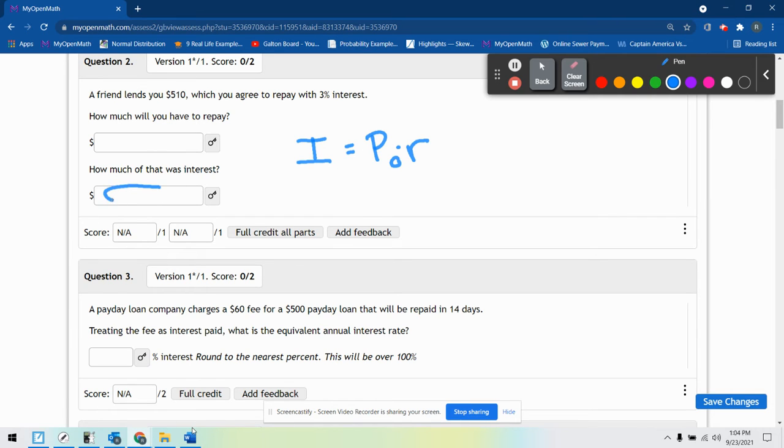That interest is going to go here. And then to get how much you have to repay, well, you're just going to take your interest and add it back to the money you owed. If you solve and get, let's say the interest was $50, you'd have to pay back a total of $560. The $50 plus the $510.